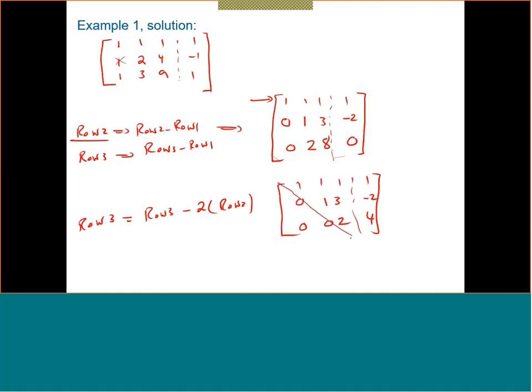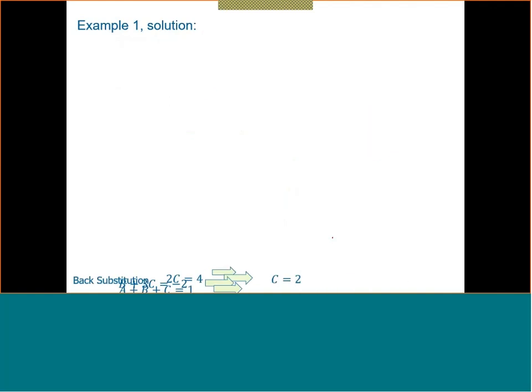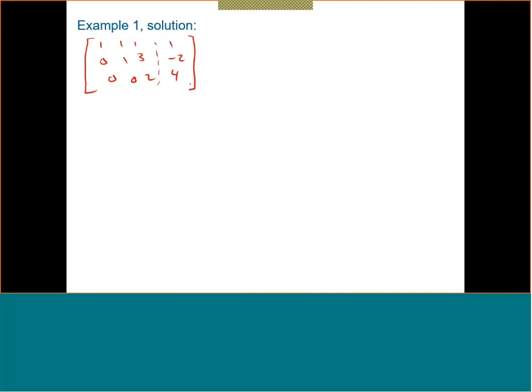Okay, so now my matrix is in that format. This is the last thing I have, which is 1, 1, 1, 1, 0, 1, 3, minus 2, 0, 0, 2, and 4. So I'm done with the first step, which is the forward elimination. It's going forward from up to down. Now I will go for the backward substitution, so start from here, from the last equation.